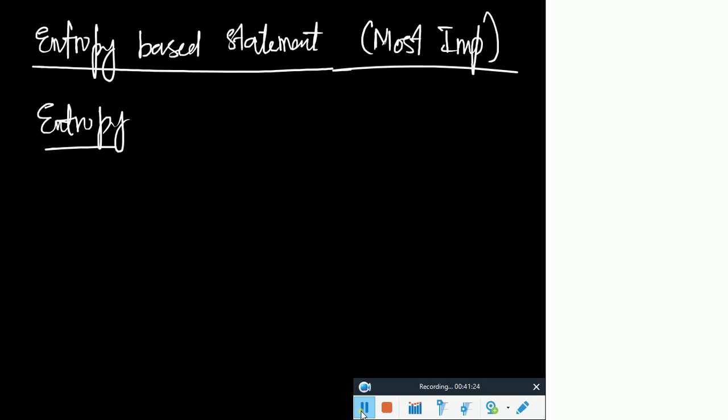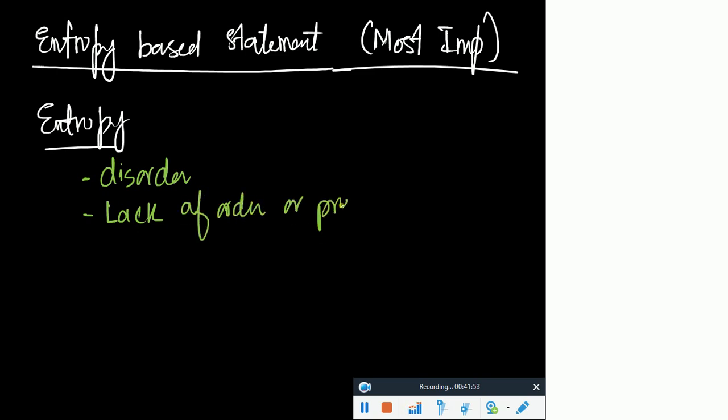At a later stage, we would see more explanation of it, both in the qualitative sense and in the quantitative sense, right? But for the time being, I would just say that it is a measure of disorder. Or you can say this term describes the lack of order or predictability.